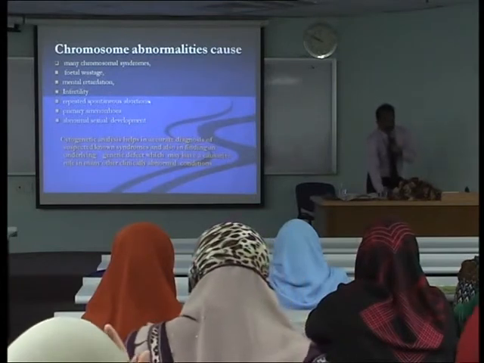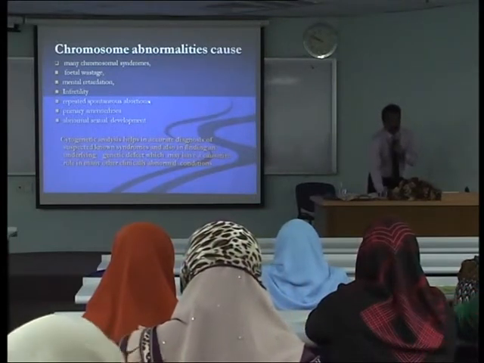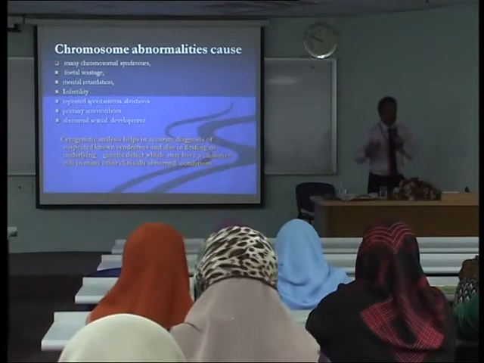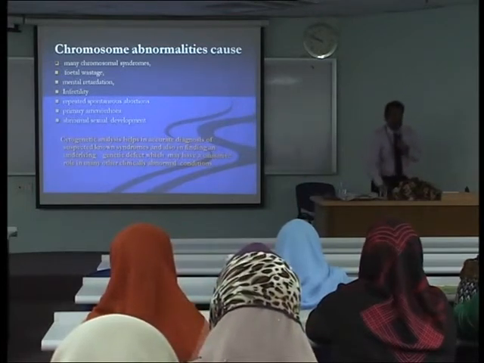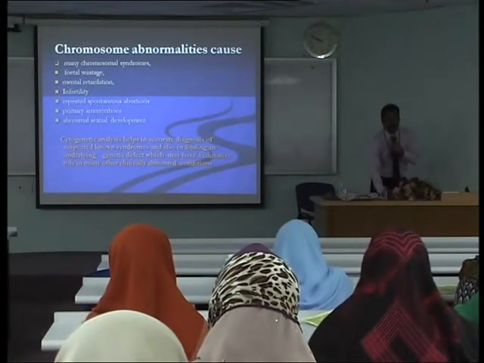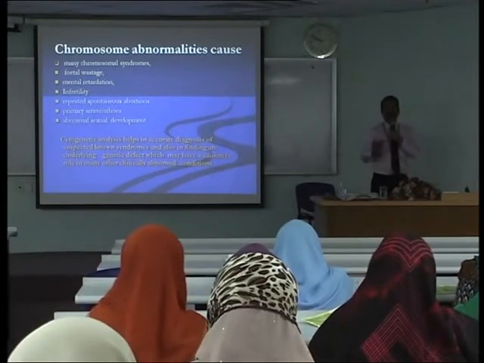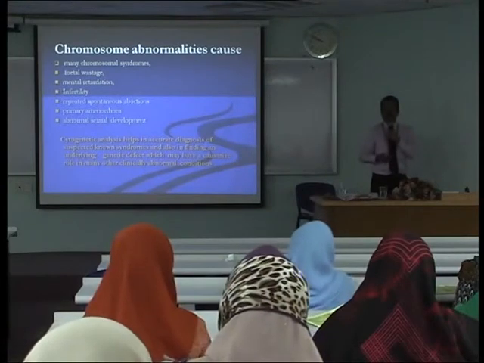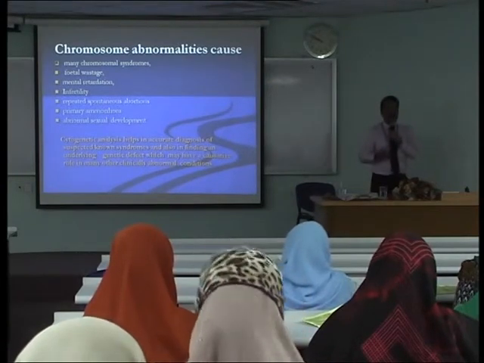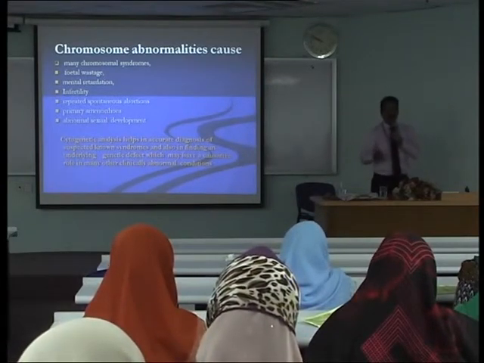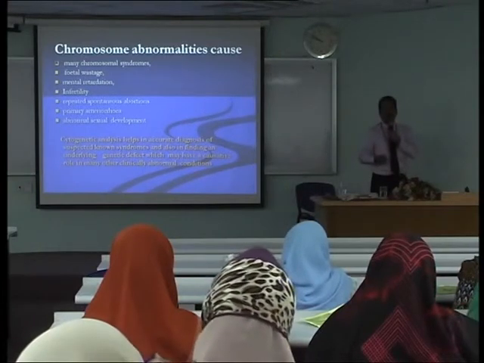So these chromosome abnormalities cause many chromosomal syndromes. Fetal wastage, that means there will be spontaneous abortion. Then some of the children will be having mental retardation. Then some of the couples will be having infertility. That means even after getting married for 4 or 5 years, they may not be able to produce children. So the cause may be some chromosome abnormality in one of the partners.